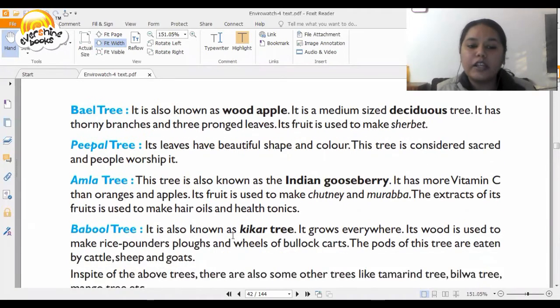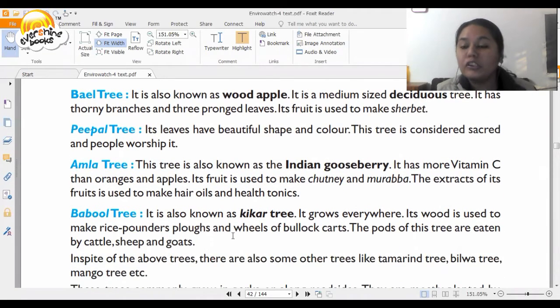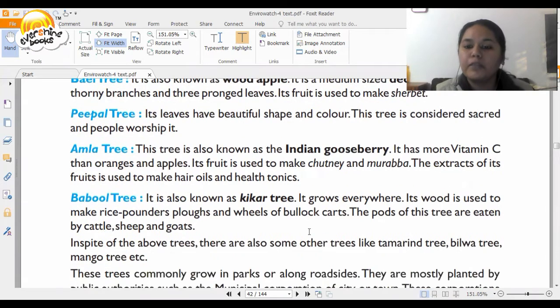Then the next tree is the babool tree, also known as the teaker tree. It grows everywhere. Its wood is used to make rice pounders, flour mills, and wheels of bullock carts. So imagine that the wood of this tree is so strong that the wheel of a bullock cart is made using the wood of the babool tree. The pods of this tree are eaten by cattle, sheep, and goats.